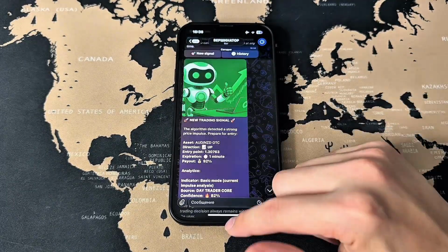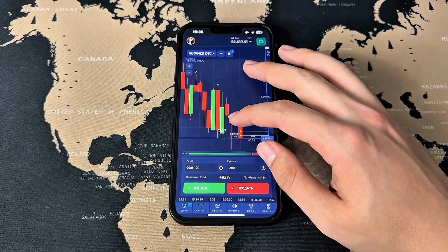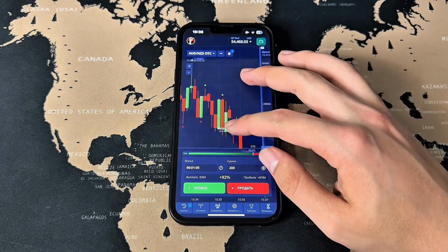They're telling us to go for an upward signal. Again, I open 2 positions upwards, each for $200.